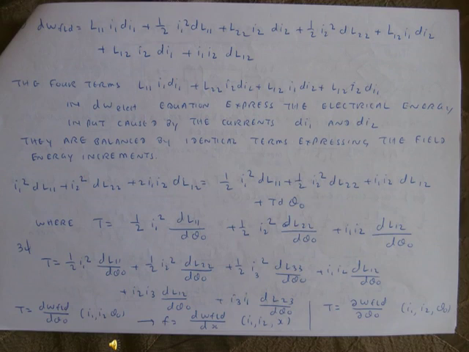T equal to half I1 square DA11 by D theta 0 plus half I2 square DL22 by D theta 0 plus half I3 square DA33 by D theta 0 plus I1 I2 DL12 by D theta 0 plus I2 I3 DL12 by D theta 0 plus I3 I1 DL23 by D theta 0. So this is for the three-phase torque. For the three-phase torque condition, we can also write down the equation T equal to dWFLD by d theta 0, which will be a function of I1, I2 and theta 0. So the frequency f can also be calculated.